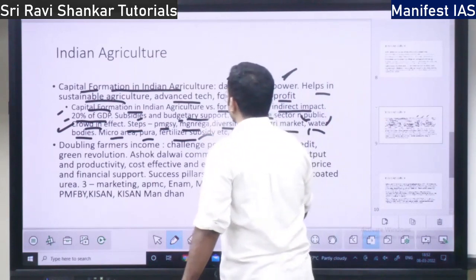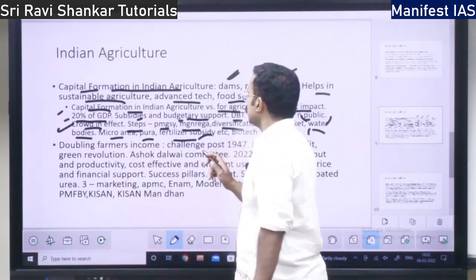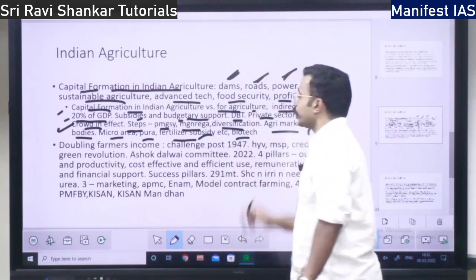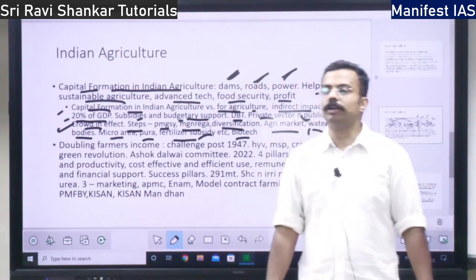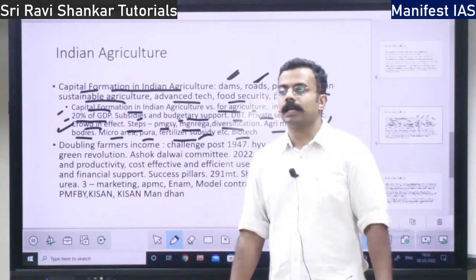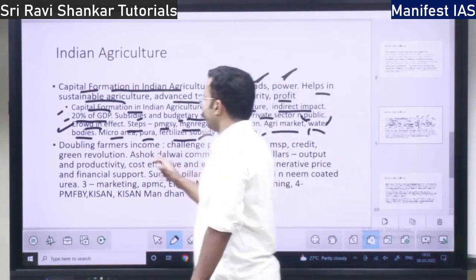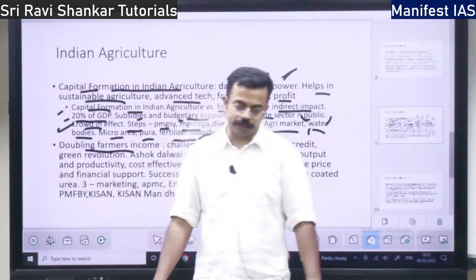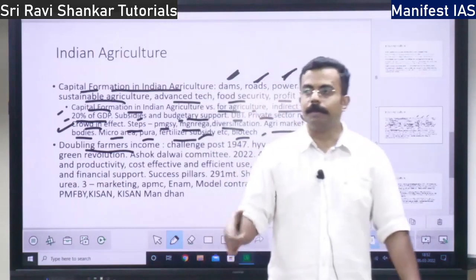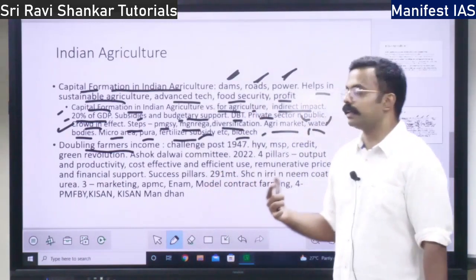So there is the fertilizer subsidy, then biotechnology. That will also lead to capital formation in India. Doubling farmers' income. This is important: doubling the income which farmers are getting, right?